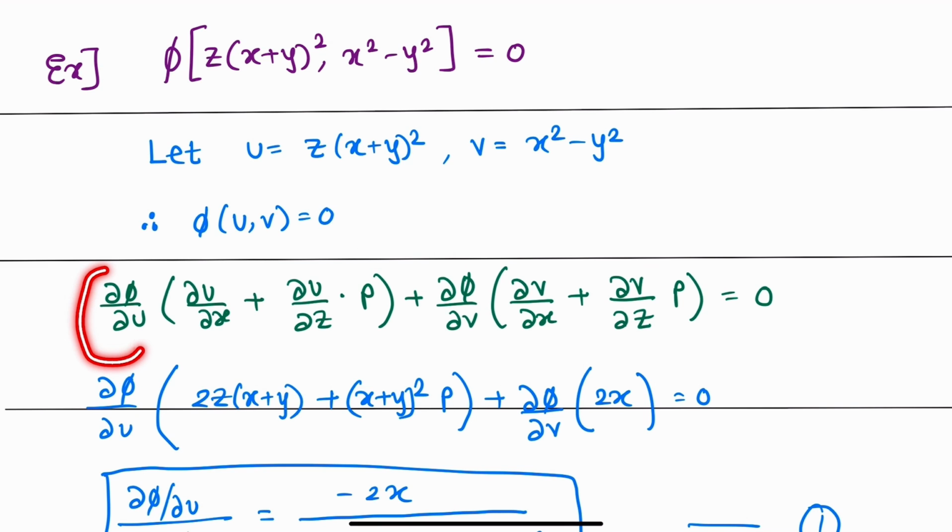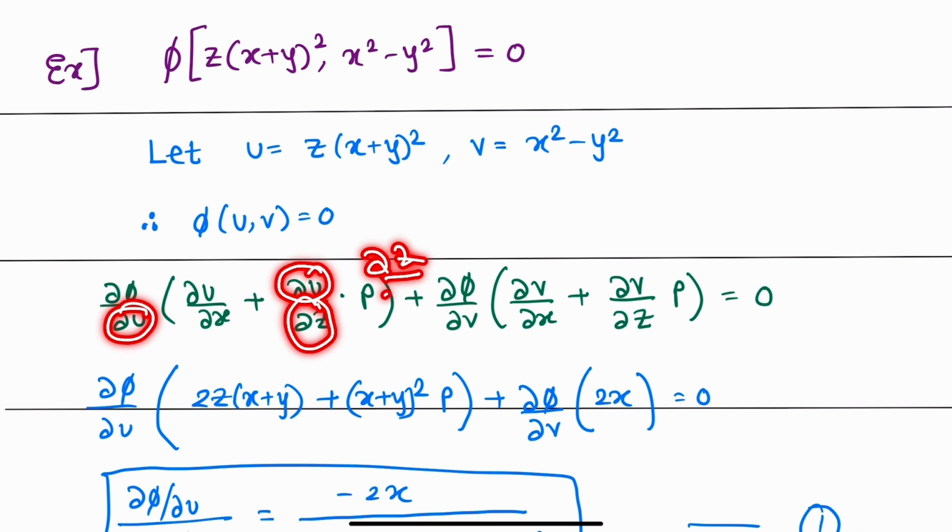See, dou phi by dou u into dou u by dou x. This dou u gets cancelled out and we are left with dou phi by dou x. Similarly, we can write dou phi by dou u into dou u by dou z into dou z by dou x, and this I have written as p.